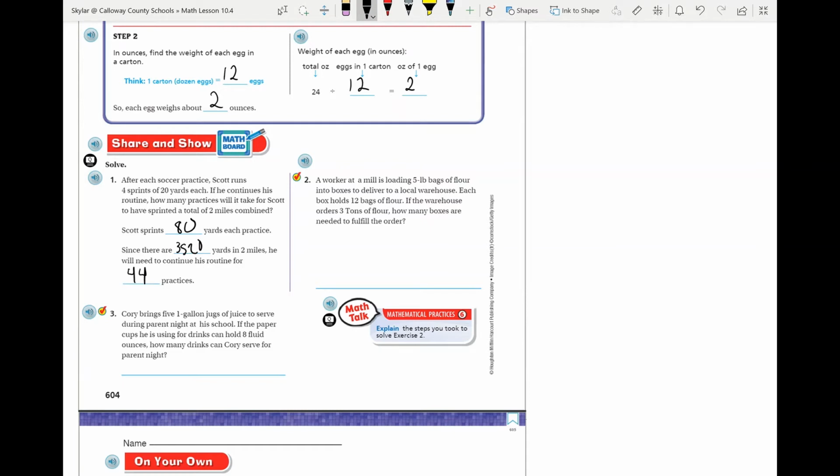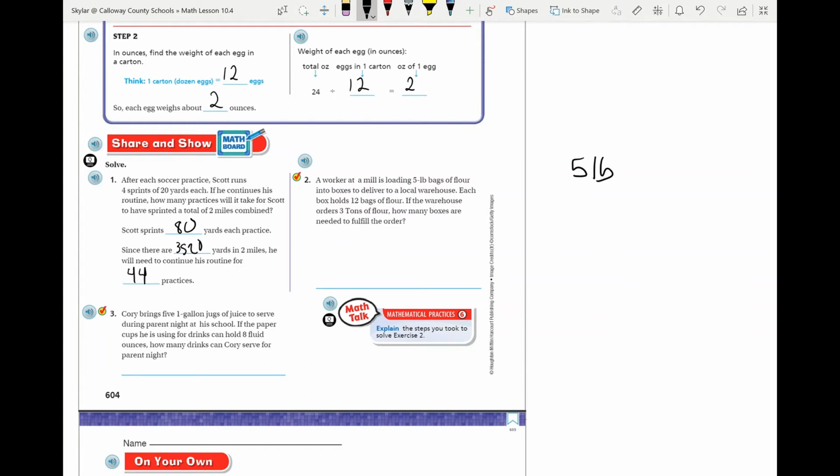So a worker at a mill is loading 5-pound bags of flour into boxes to deliver to a local warehouse. Each box holds 12 bags of flour. If the warehouse orders 3 tons of flour, how many boxes are needed to fulfill the order? Okay, so let's just do this one sentence at a time. A worker is loading 5-pound bags of flour into boxes. 5 pounds.